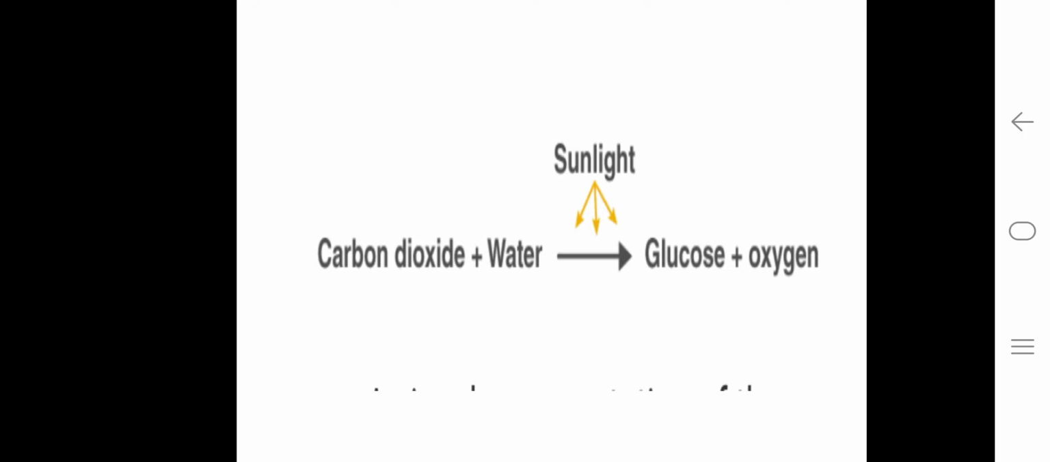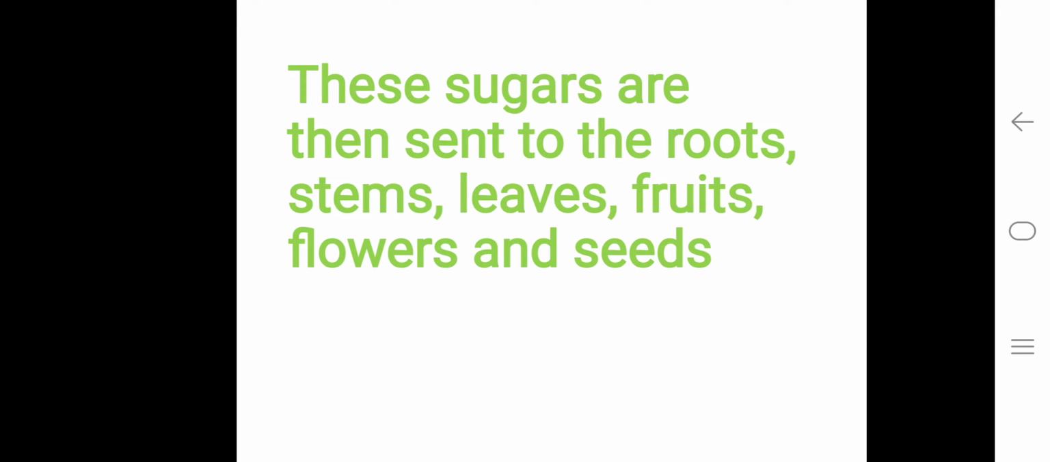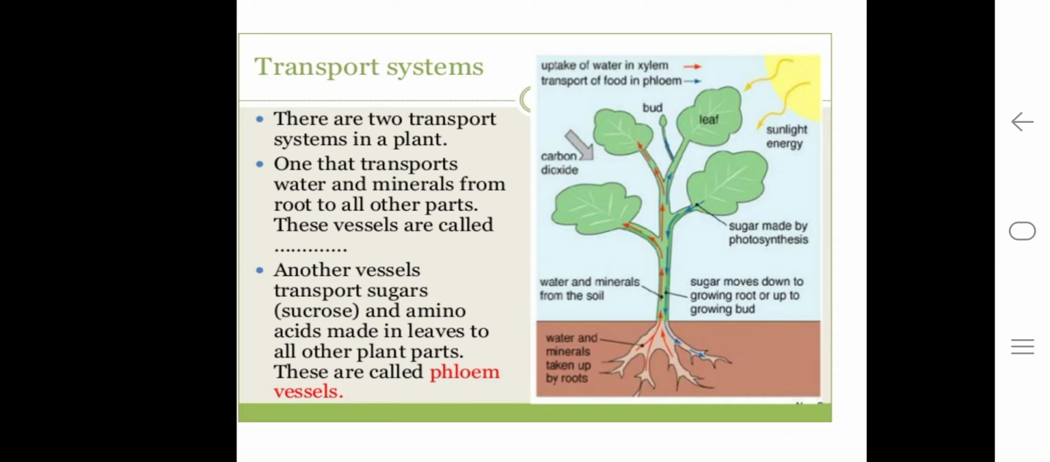This particular thing has to be carried to different parts of the plant. So for that, these sugars are to be sent to root, stem, leaves, fruits, flowers and seeds. So how do we send it? You need some method, that is transportation. Alright, so we have that transport system in plants also.